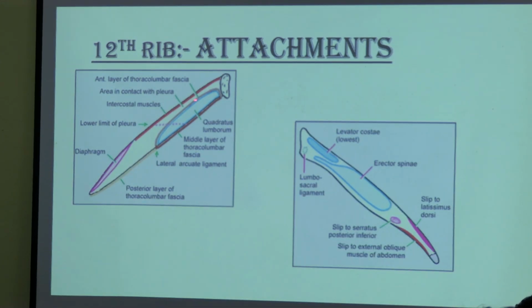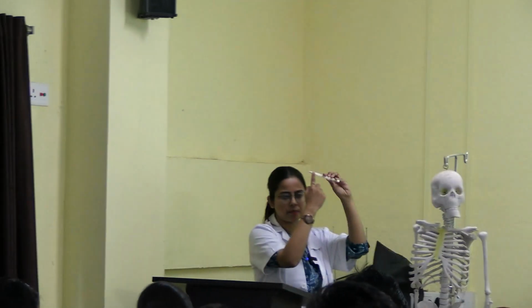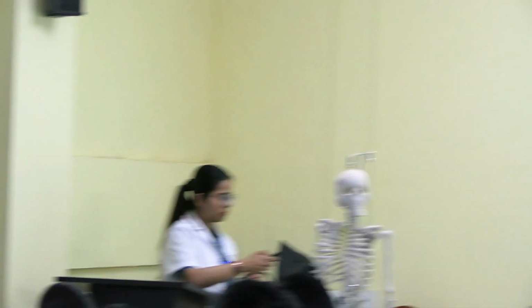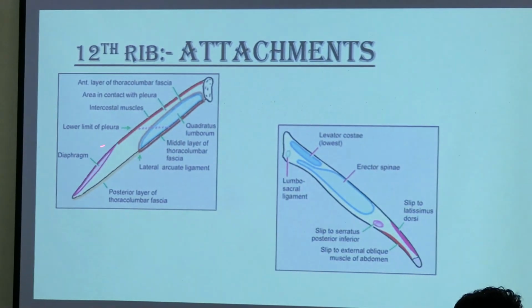Medial part. Okay, and here is the diaphragm. This is the upper border, lateral part along with the anterior surface. Clear? So first of all, what are the attachments on the anterior surface of the 12th rib? This is the anterior surface of the 12th rib. First we will see medially, and then we will go laterally.